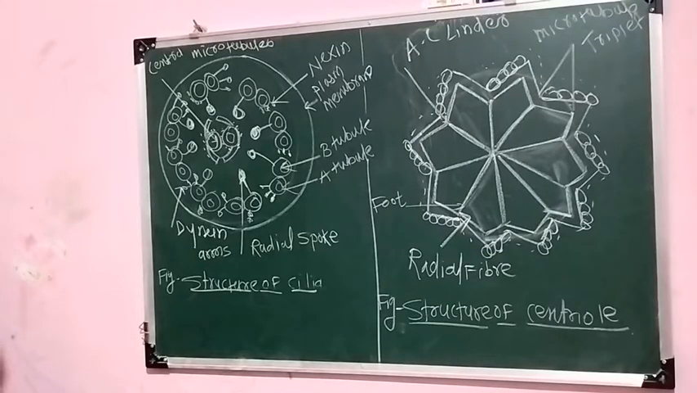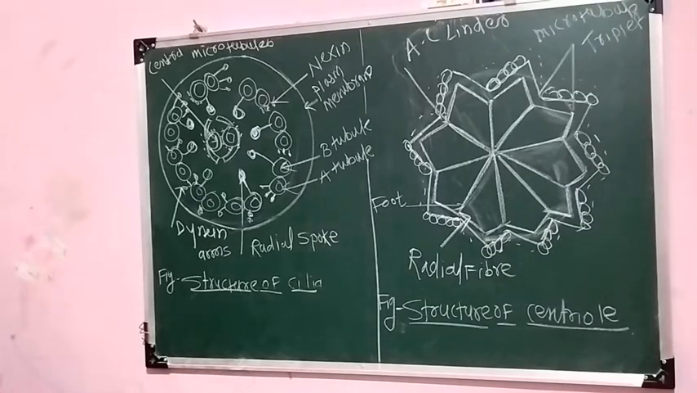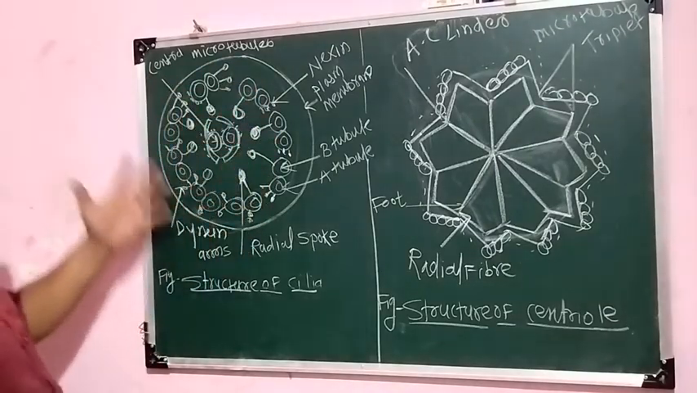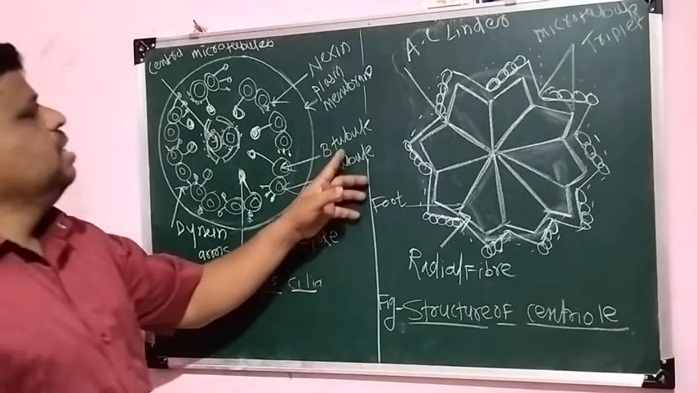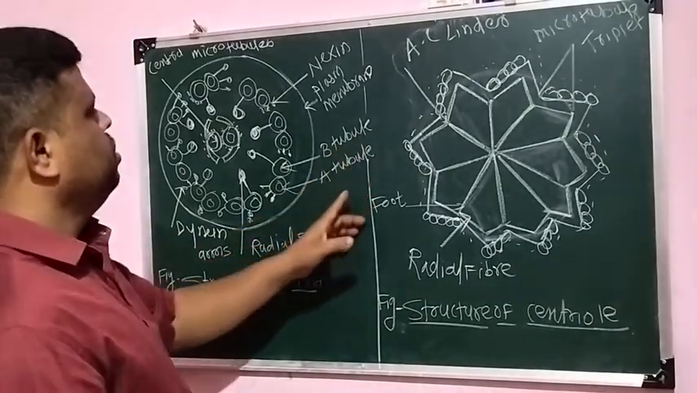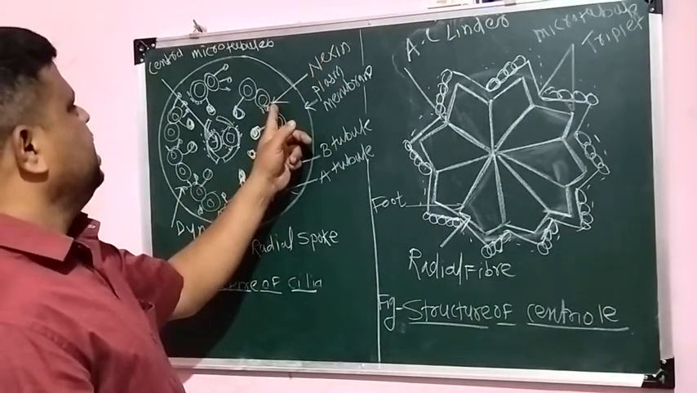Let us move towards one more point of this lecture, the structure of cilia and flagella. This is a structure of cilia. It consists of various parts like the dynein, the tubulin, the A tubule, the B tubule, then the neck scene.